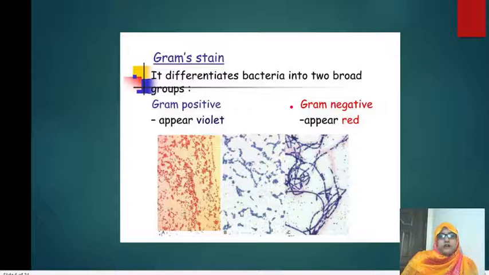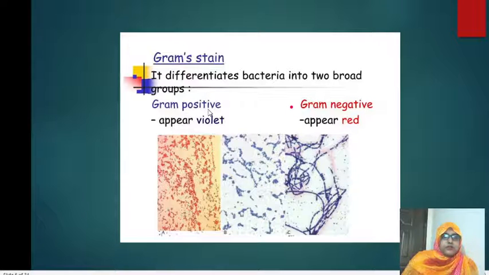Gram stain differentiates bacteria into two broad groups. Gram positive appear violet. You can see here under the microscope this type of slide is seen. Visibly you cannot see this, but under the microscope it looks like this. And gram negative appear red. You can see here these two. This one is pink or red color for gram negative, and this one is violet color for gram positive.